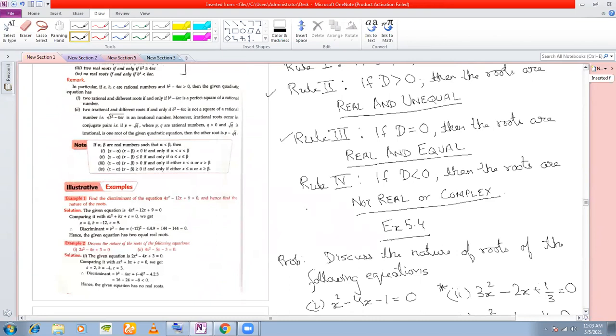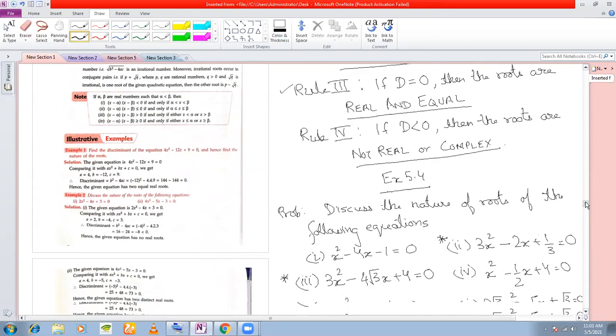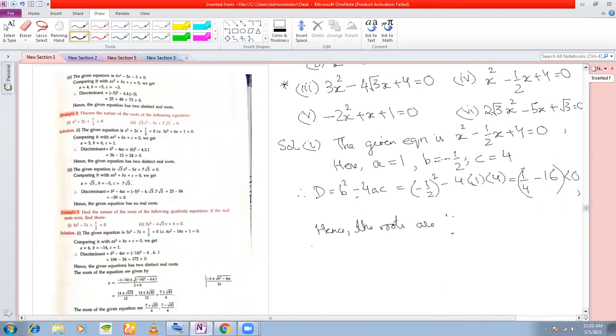That is, if d is less than 0, then the roots are not real, or they are complex. So the roots are not real. Simply say not real, or you can also say complex. Okay? Complex roots.